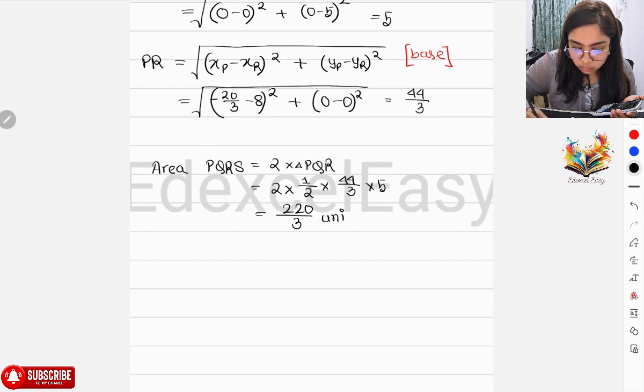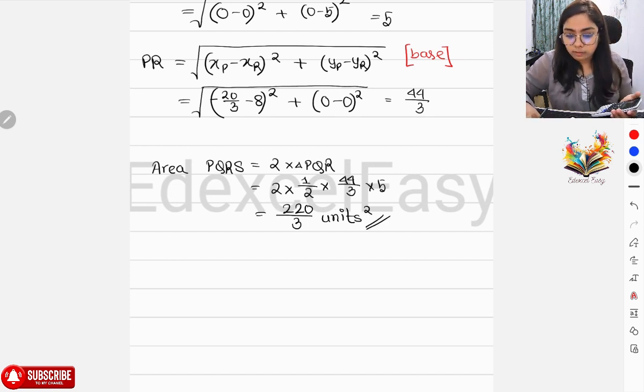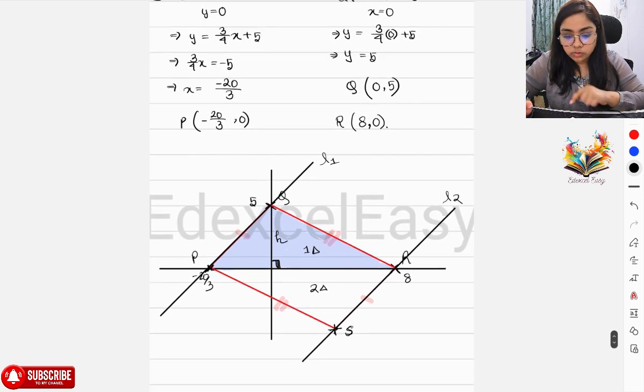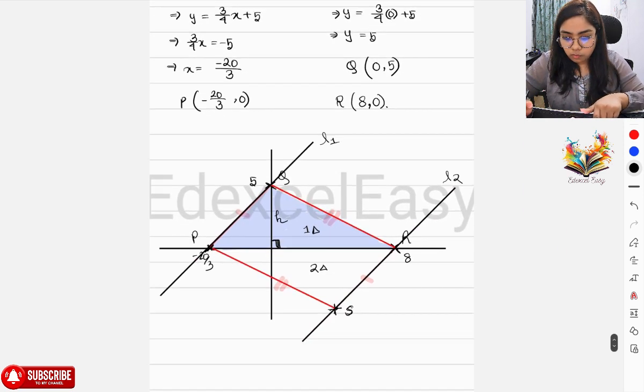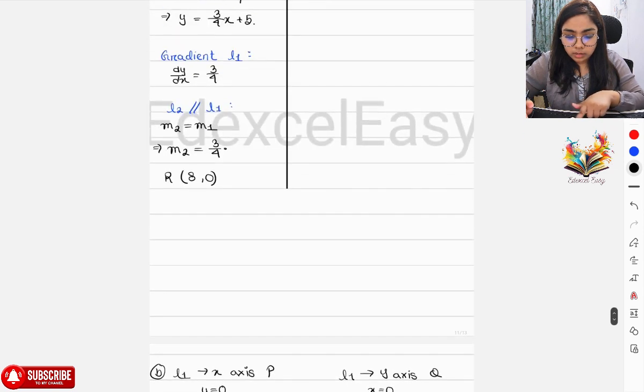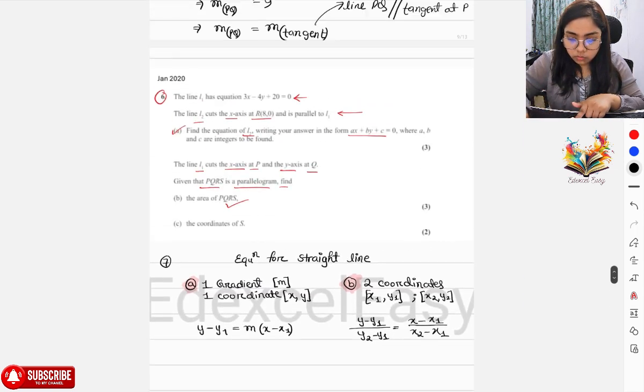This was the area of the parallelogram. So you'd always have to write unit square as an area for a graph, area under a graph. So this is how you'll calculate this entire part. I hope this was clear for all of you. We'll move on to the last part, for part C, where they ask you to calculate the coordinate of S.